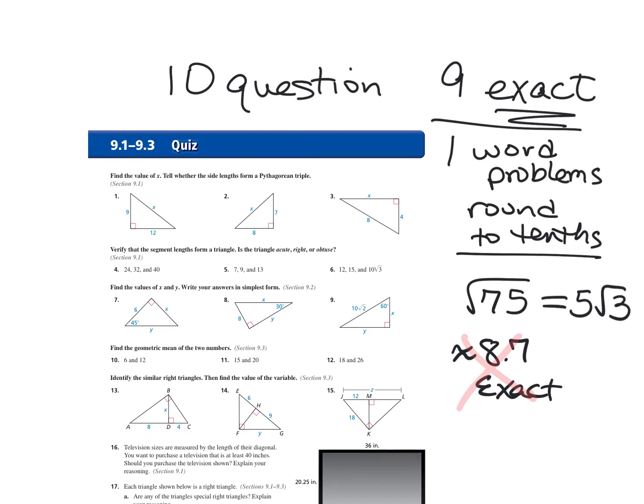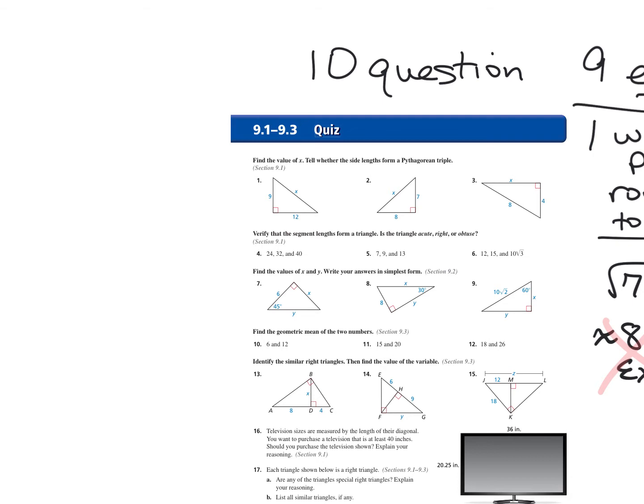So what you need to know from 9.1, remember in 9.1 we learned the Pythagorean theorem. That's what you needed to use to answer questions 1, 2, and 3. So you need to memorize a squared plus b squared equals c squared.